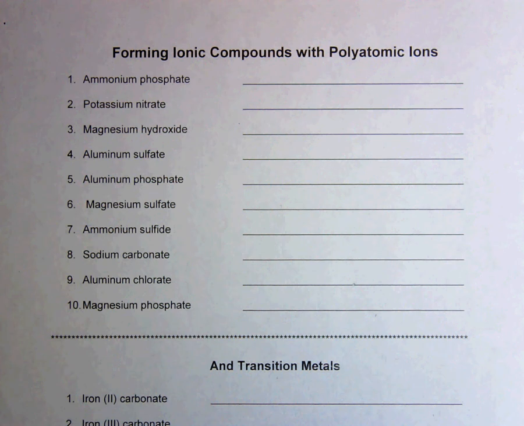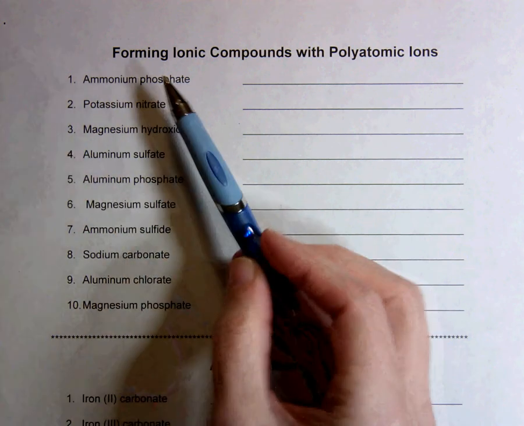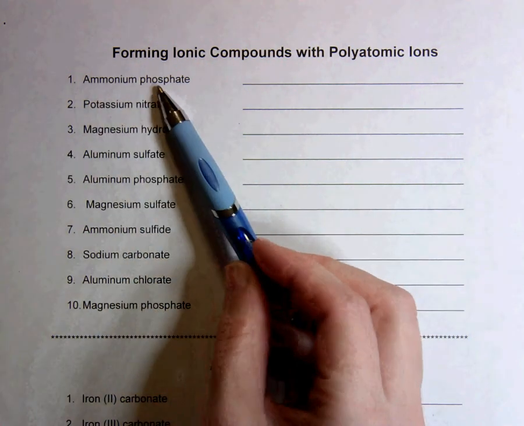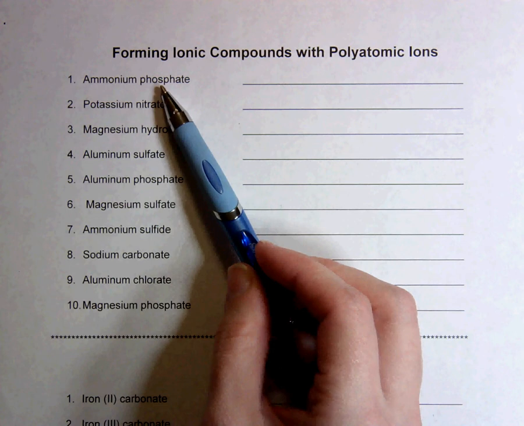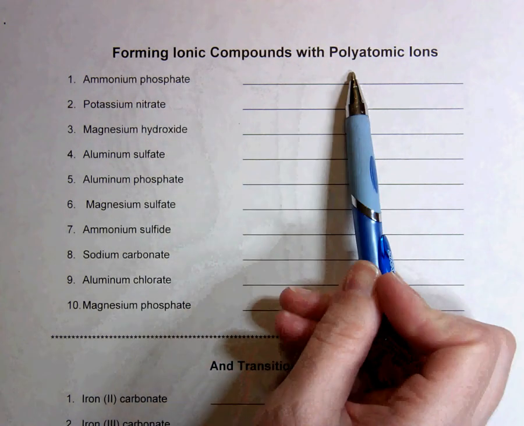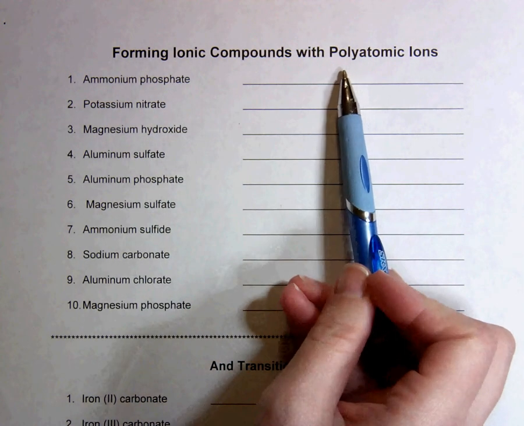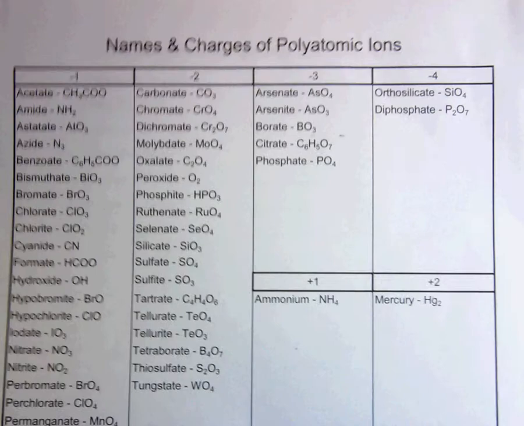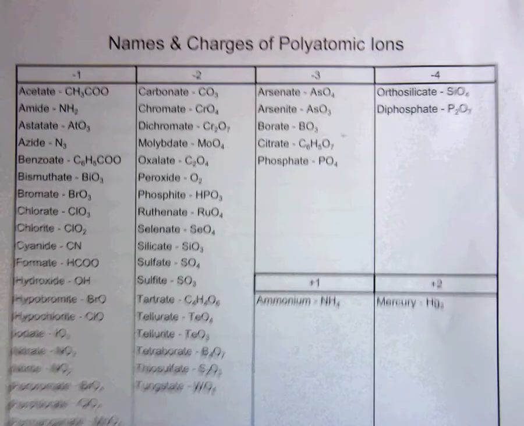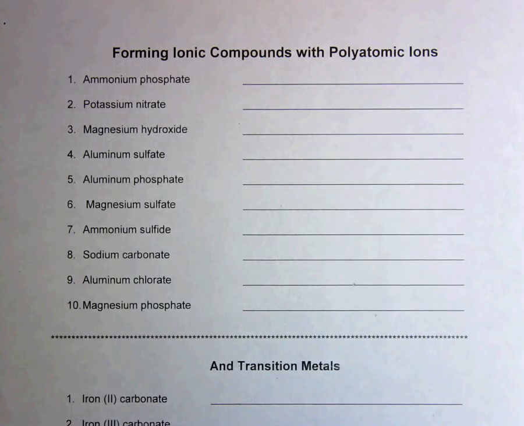Forming ionic compounds with polyatomic ions. Just like we did in the last worksheet where we were making a compound out of the name, we're going to do the same thing again here, but in this case we're going to have polyatomic ions. So you'll need your polyatomic ion sheet that has the names and the charges of the different polyatomic ions. And you're also going to need your periodic table. So let's look at a couple of examples from your reading materials.